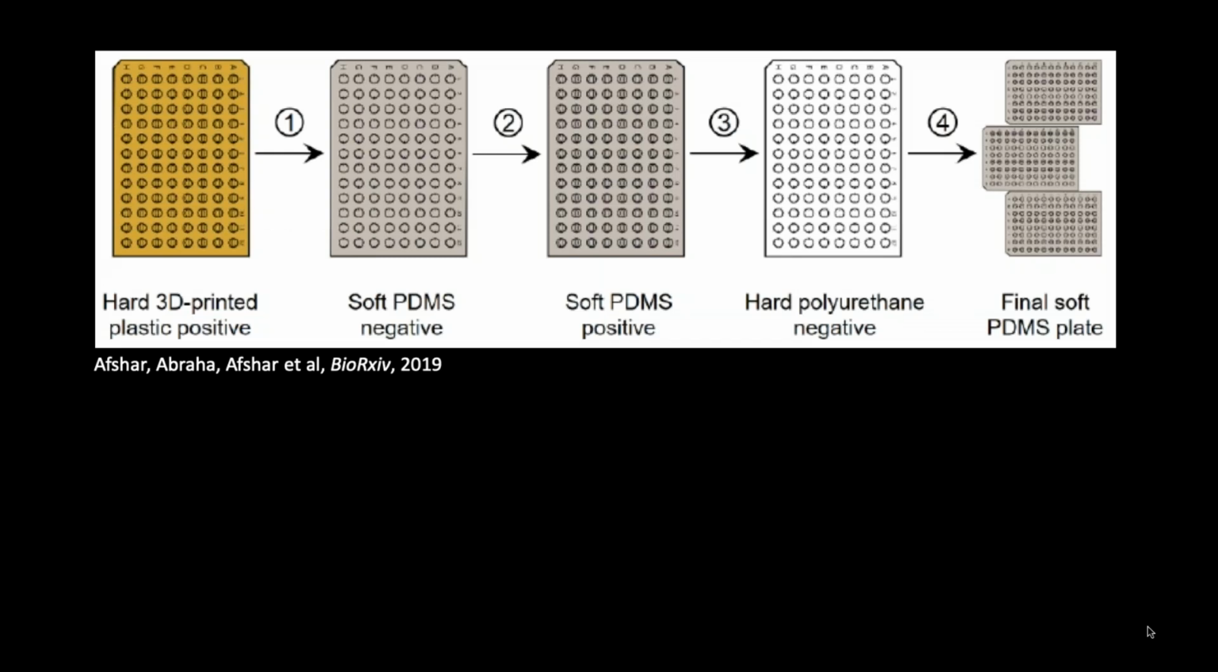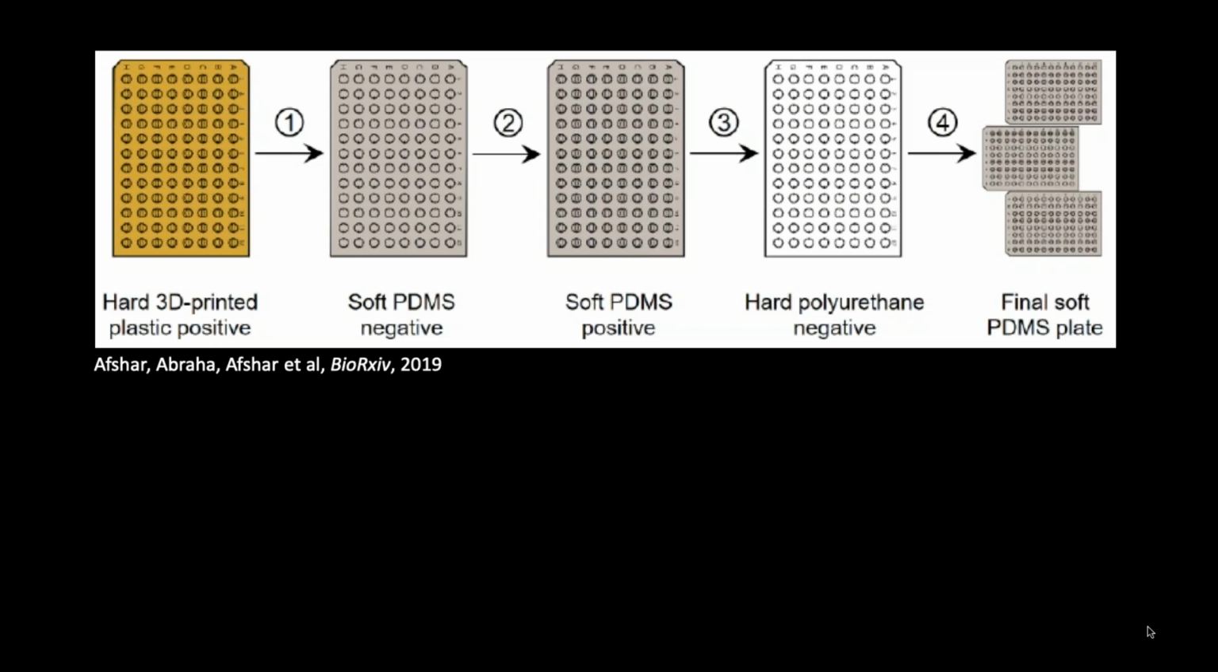Now, what's really lovely about what this team of students did was they created this design, and then they produced a hard 3D printed plastic positive, which they could then use, through a series of casting steps, to produce a hard polyurethane negative. And that negative can be used an indefinite number of times to produce an indefinite number of soft PDMS plates.